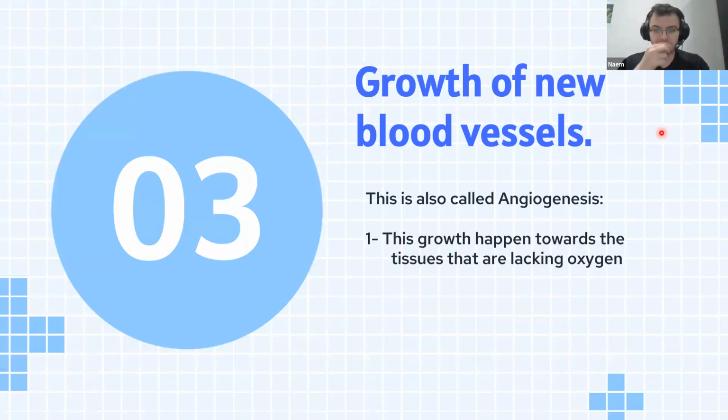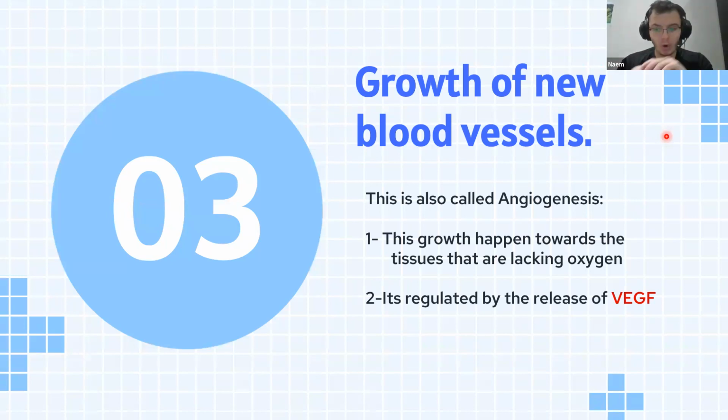So first of all, this growth happens toward the areas that are lacking oxygen. Remember, almost every single tissue in the body needs oxygen, okay? That's like a rule that you guys know from high school. Every tissue needs oxygen. So if the tissue doesn't get enough oxygen, the tissue will die. That's why we have angiogenesis, to make sure that there's blood vessels always growing to that tissue that doesn't have oxygen, so it can basically supply it, okay?